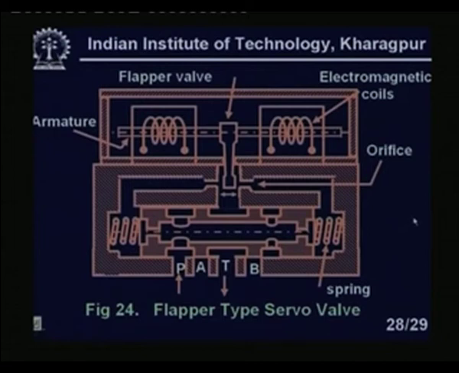You see this is our entire flapper nozzle system, right? This is a flapper nozzle servo valve. You see here, this is our orifice. This is our flapper valve, this is the electromagnetic coil, this is the armature. This is our springs on both sides. You can see the springs are on both sides, and this is our flapper valve.